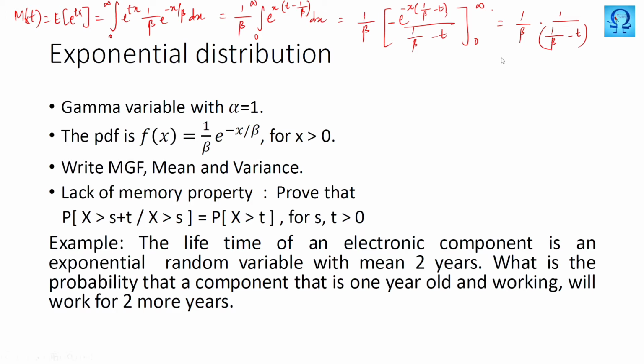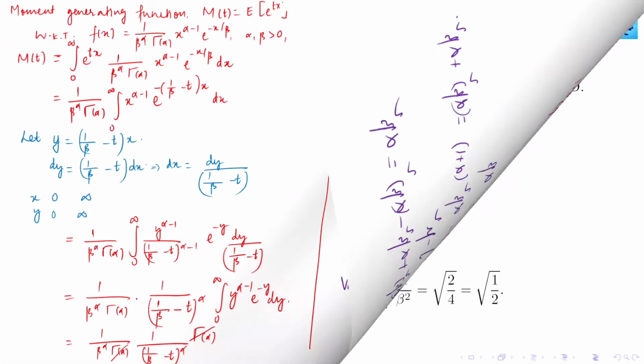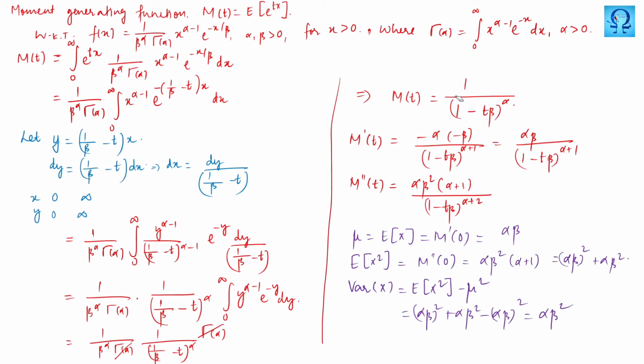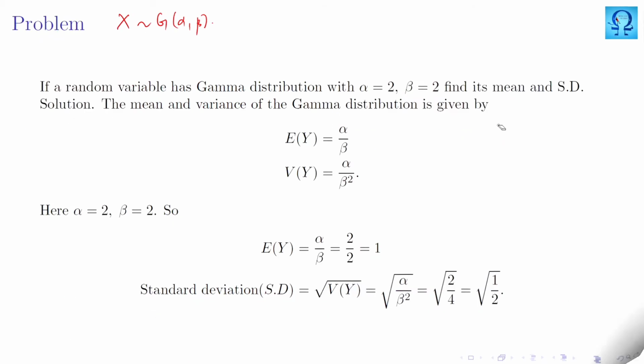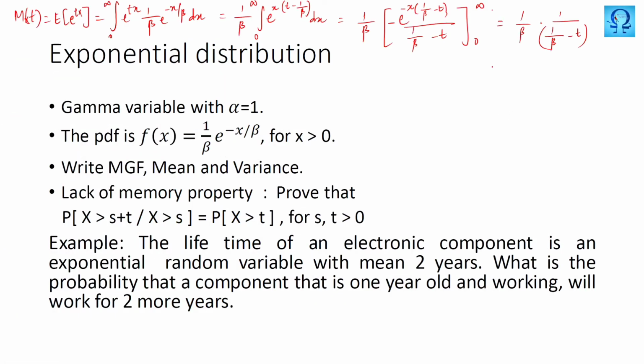This is our mgf. Let us go back to the mgf of the gamma distribution that we have found. It is 1 upon 1 minus t beta to the power alpha. Let us try to simplify it and see what it is. 1 upon beta, 1 divided by 1 minus t beta, in the numerator we have beta, so it is 1 upon 1 minus t beta. We had power alpha in the gamma distribution. Here we have let alpha equal 1, so this is it.